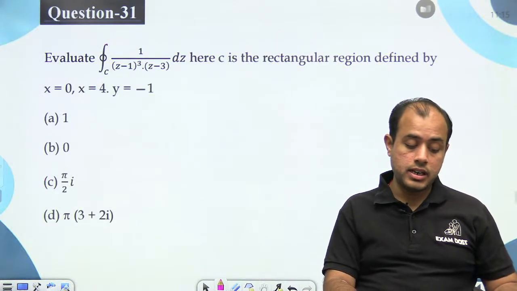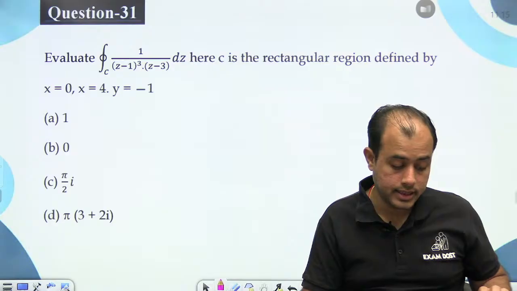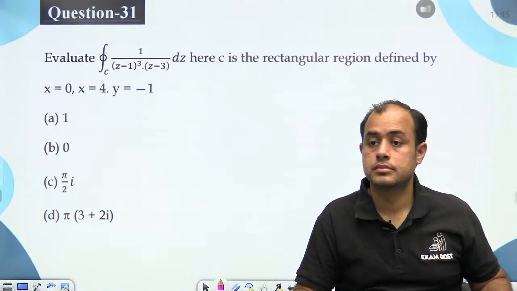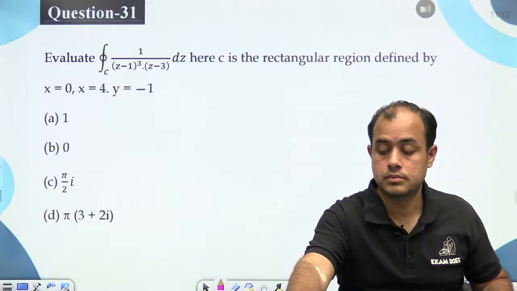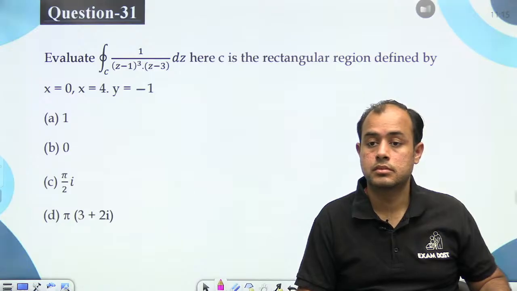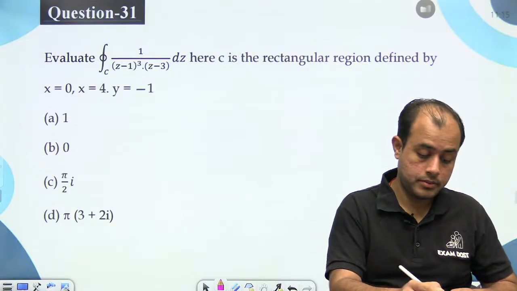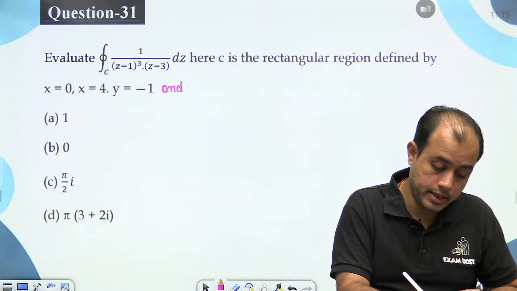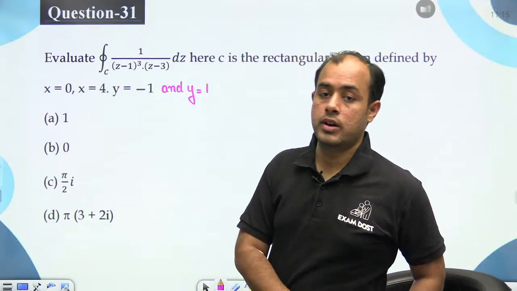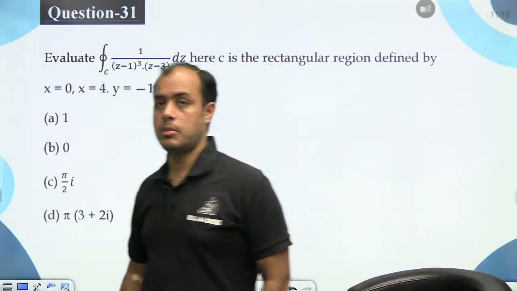Okay, try the next one. This region is bounded by y equal to 1. Right? The complex integral over a closed path. Come on, everybody.